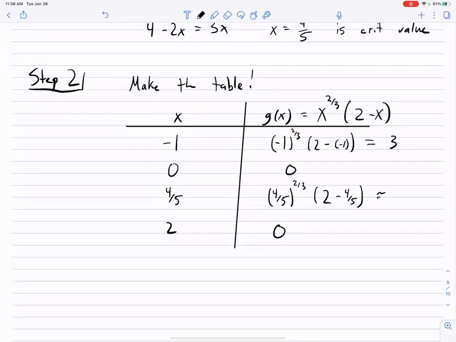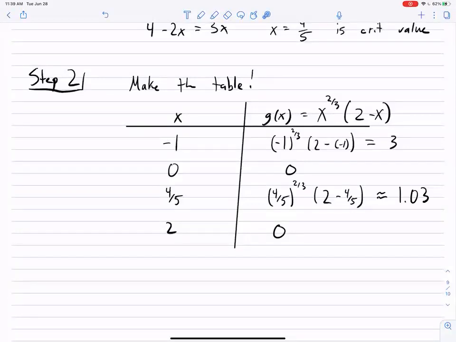Let's see what that roughly is, because I'm just curious. I know you won't have a calculator on the exam, so for the exam I would make the values something that you'd actually know. So 0.8, if I take the cube root and then square it, it's 0.86, and then times 1.2. So it's roughly 1.03.